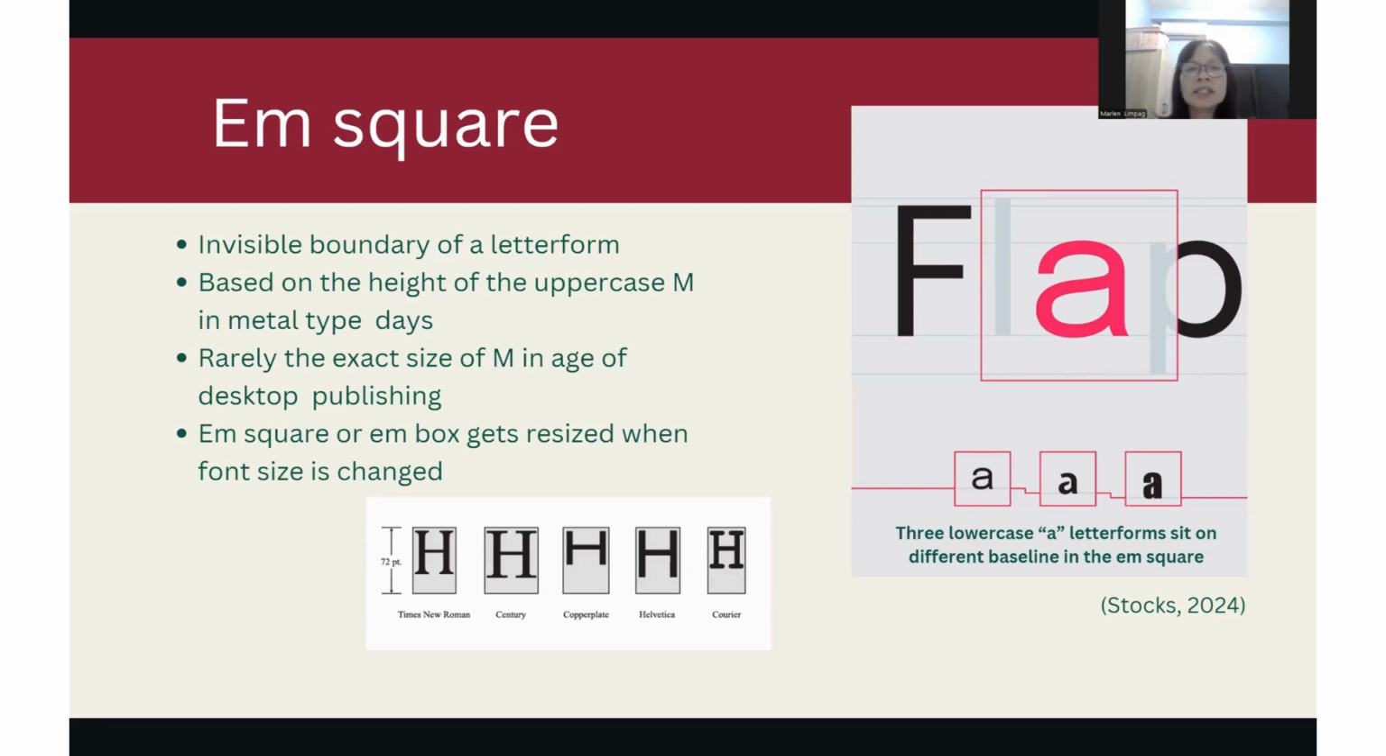We can see this in the photo comparing the 72-point H of several typefaces. This shows that sizes of different fonts may vary even with the same measurement. The other photo shows the lowercase a of different typefaces sitting on different baselines in the M square.